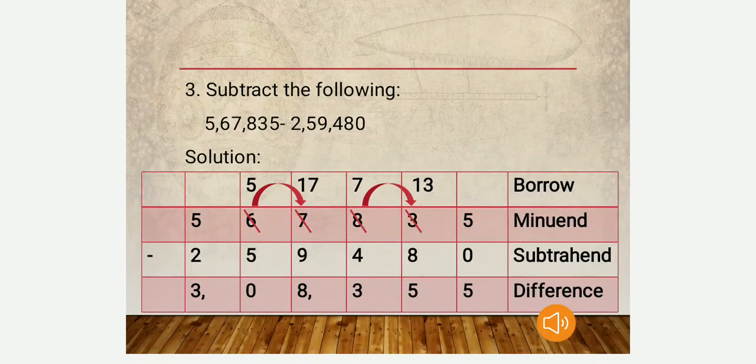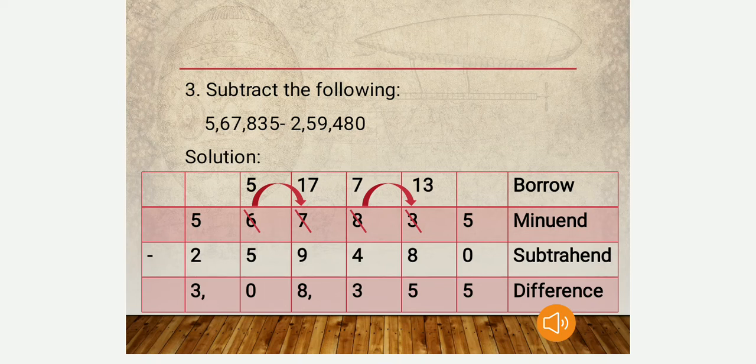The third example: subtract the following. Here I have taken 6-digit numbers. First is 5,67,835 minus 2,59,480. Here the bigger number we have to keep up and the smaller number we have to keep down. So the bigger number is 5,67,835. I am keeping it up, and this will become the first term.